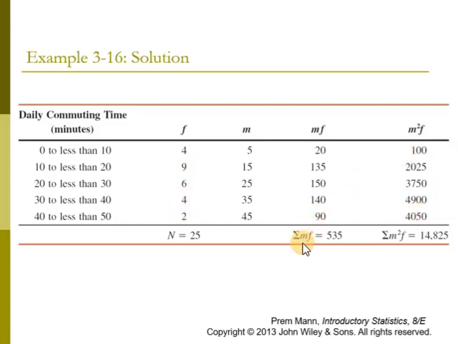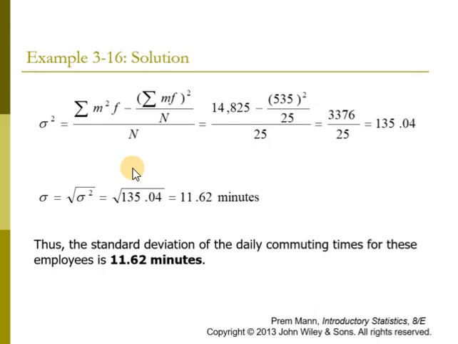Now you will get the summation of MF and also the summation of M squared F. Remember, because the dataset includes all 25 employees of the company, it represents the population. Therefore, we use the formula for the population variance here. We already calculated the summation of M squared F and the summation of MF, squared. Just plug in the formula and you will get 135.04. The next step is to calculate the standard deviation, which is sigma. To obtain the standard deviation, take the square root of the variance.